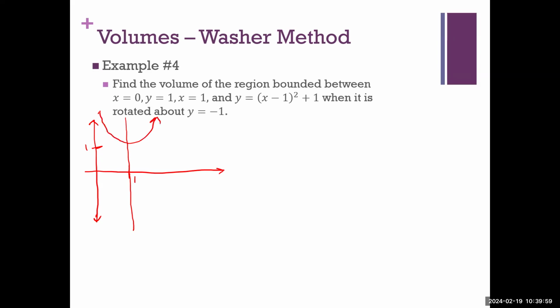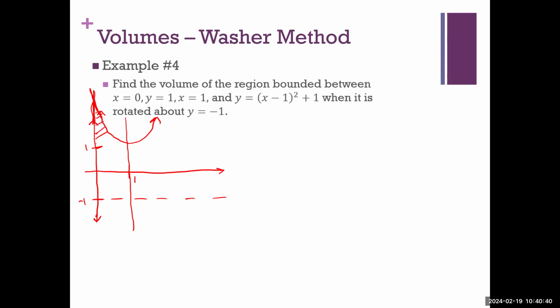What else? And the line of rotation is down here. So can I shade in the region that I'm trying to revolve? Where is that? The space to the left of the parabola.